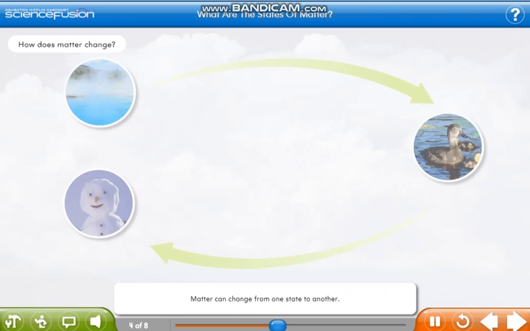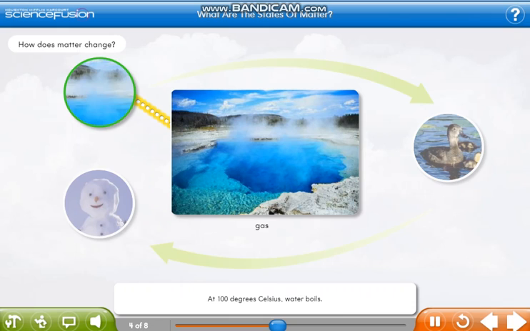Matter can change from one state to another, but certain conditions must be in place. Click each picture to find out what happens. At 100 degrees Celsius, water boils. Have you seen bubbly hot water boiling on the stove? Boiling water is changing from a liquid into a gas.